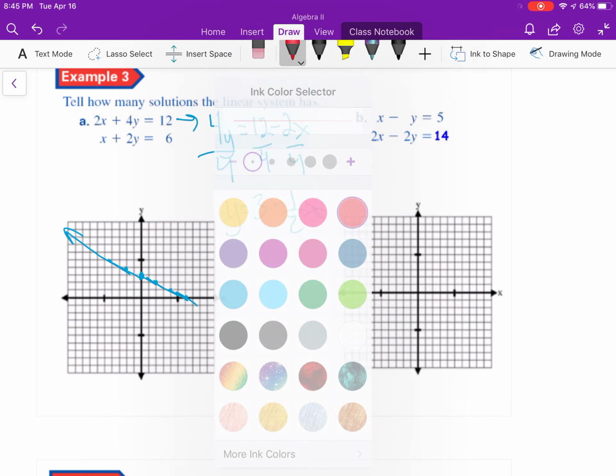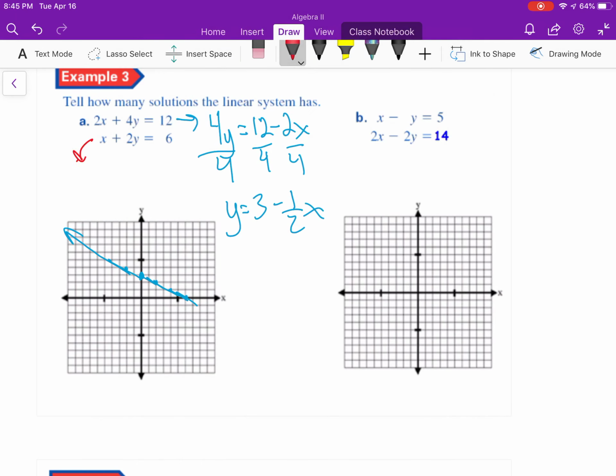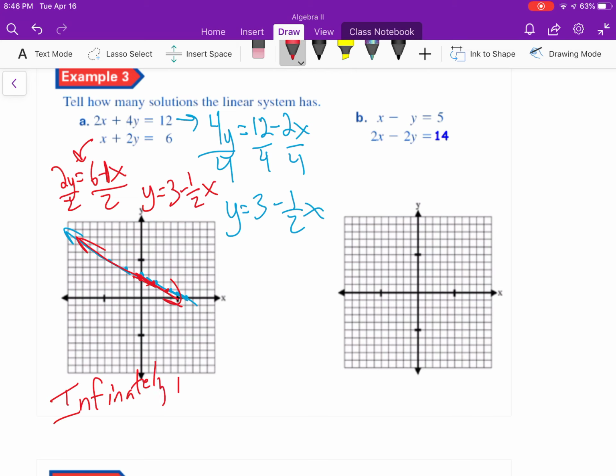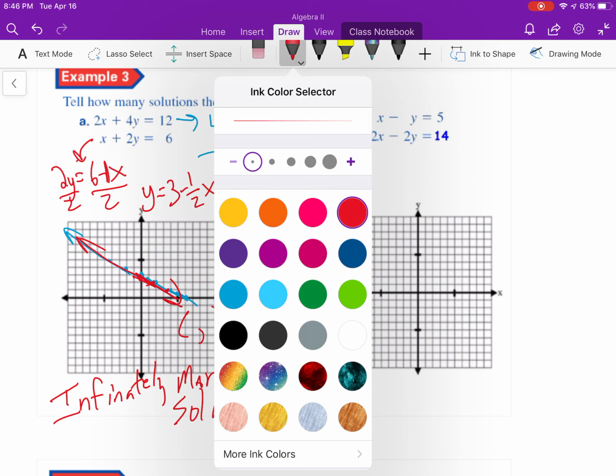Okay. In red, I'll take care of this one. So I'll get 2y is equal to 6 minus x. Divide by 2. And I get y equals 3 minus, and there's a 1 right here, so 1/2 x. So I'll put it at 3, and I'm going to go down 1 over 2, down 1 over 2, and I'm going to have the exact same line drawn twice. So what this is, there is infinitely many solutions. So as long as you pick an x and a y on that line, you're going to have a solution.